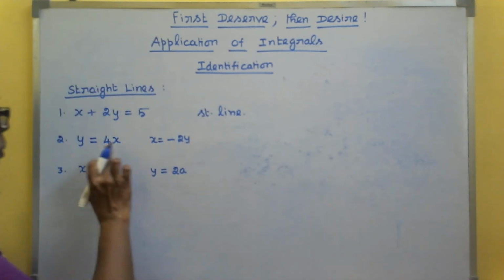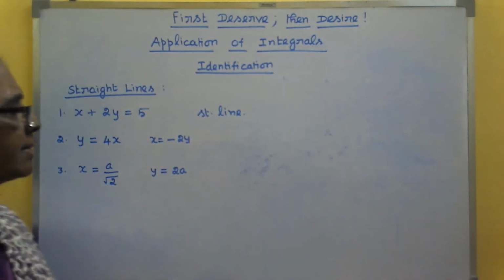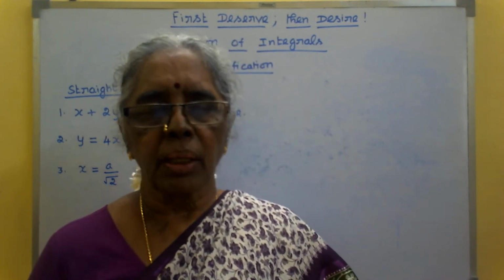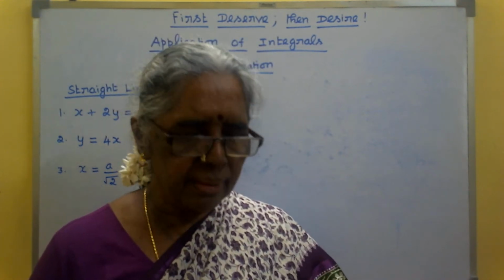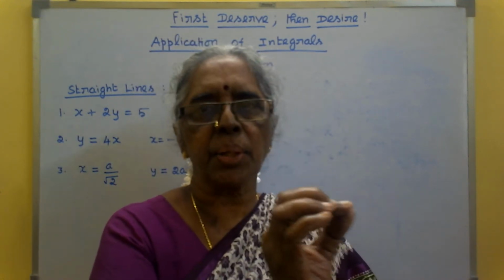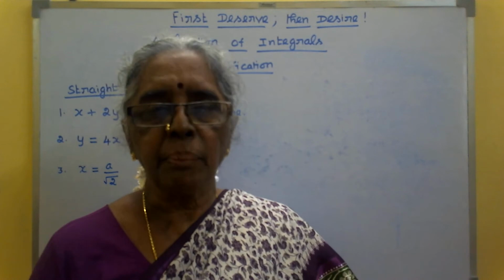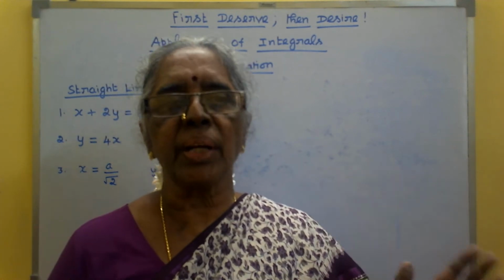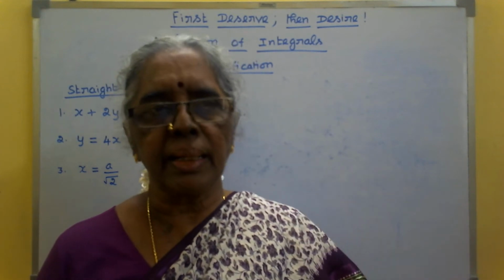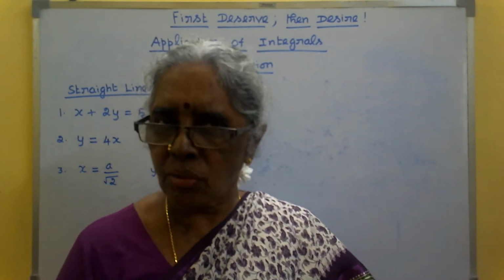Okay. Now, let us see these two. y = 4x. x = -2y. In these two equations, you don't have a constant term. You have only x term and y term. That means they represent straight lines which pass through the origin. That is, they pass through the point (0, 0).